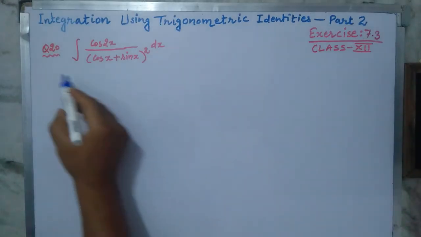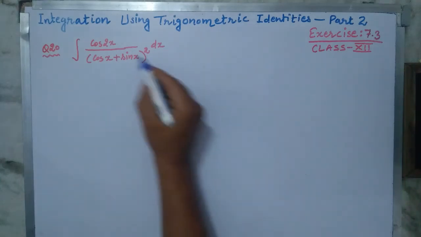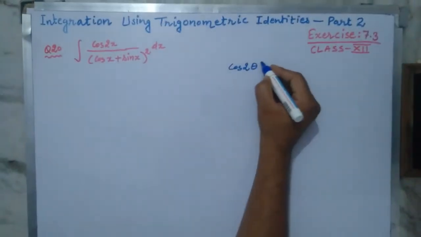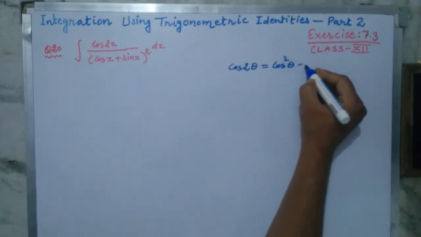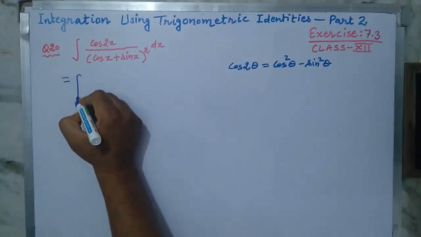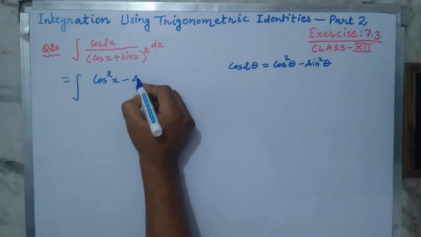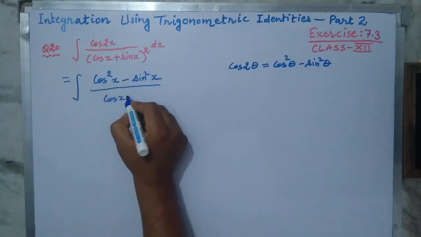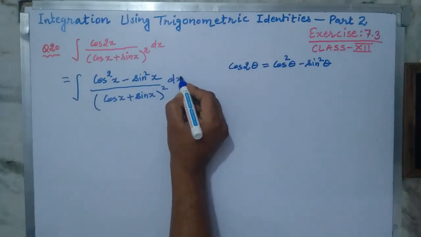Our next question number 20, integration of cos 2x upon cos x plus sin x whole square dx. So first of all, in numerator we follow the identity: cos 2 theta can be written as cos square theta minus sin square theta. So we write here equal to cos square x minus sin square x whole divide cos of x plus sin of x whole square into dx.